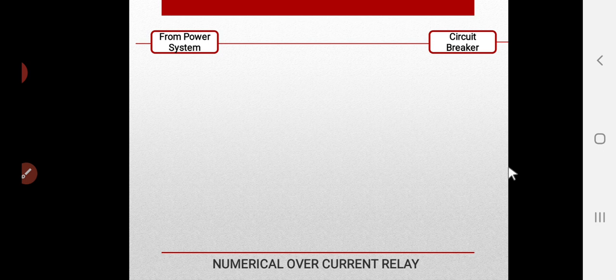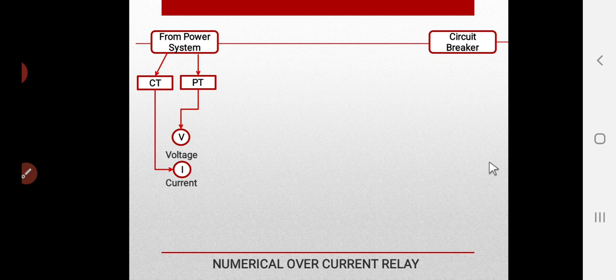Now in the numerical relay, for the measurement of the impedance the relay works correspondingly to the ratio of voltage and current of the circuit to be protected. In the main circuit, voltage and current have to be checked individually. You can see in the figures the CTs and PTs are connected, measuring the voltage and current individually.